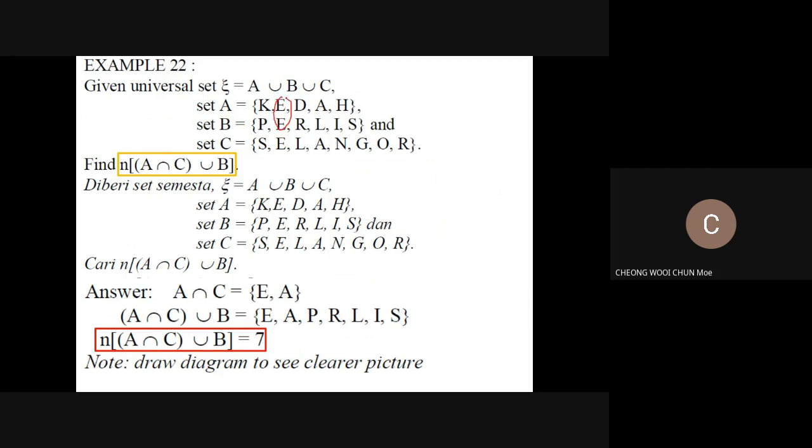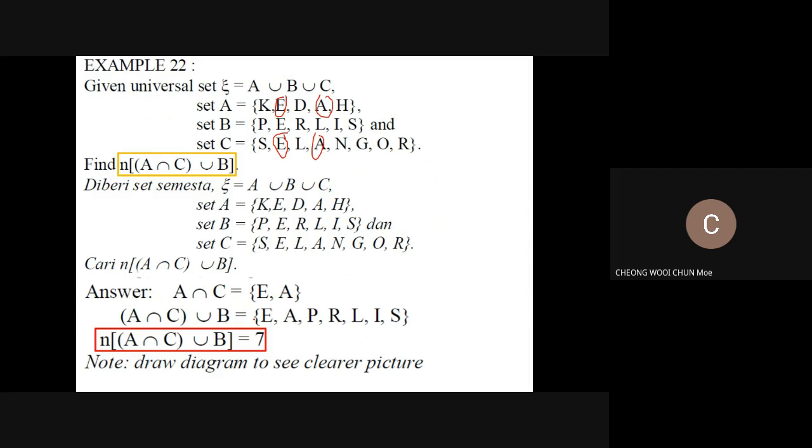A and B intersect is E. Sorry, it's A and C, not A and B. A and C is E and A. Then B, so union all, E, A and all of B must be written down, but must not repeat. So I write E, A first.